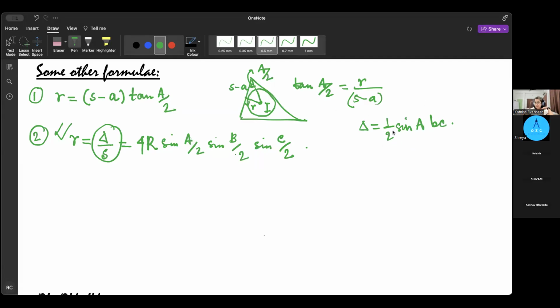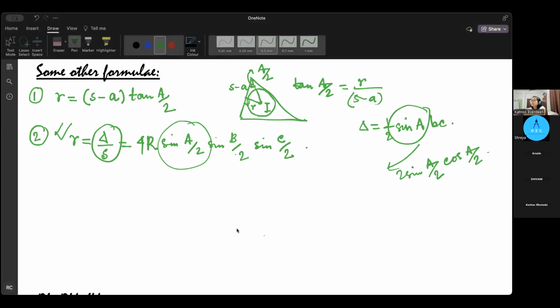Okay, but if you're trying to replace this, then you will get A, but not A by 2, right? And if you want to convert it into A by 2, you will get 2 sine A by 2 cos A by 2. How are you going to deal with that? You could use Pythagoras, but then that's just bad. Like you don't want Pythagoras, sine square equals cos square, right? But then that's just bad. Okay, I see what you're trying to say. Fair.